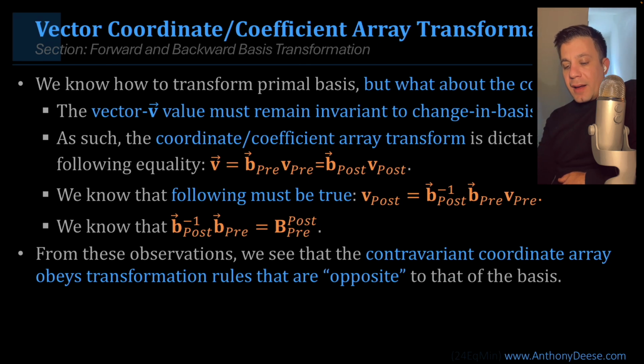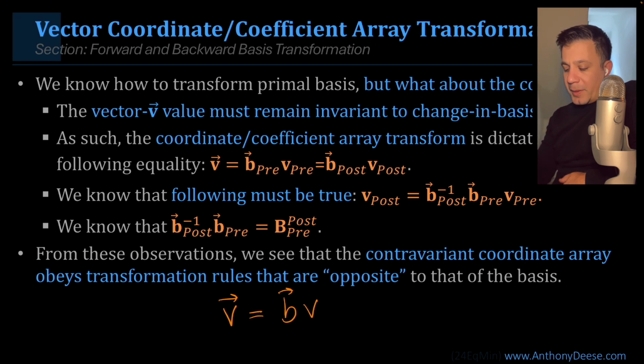Now, we've spent a lot of time talking about how to transform the basis. And we largely already knew that before coming into this section. But what about the coefficients, right? That's an important part of this. If you remember, we know that a vector must be equal to its basis set times its coordinate array.